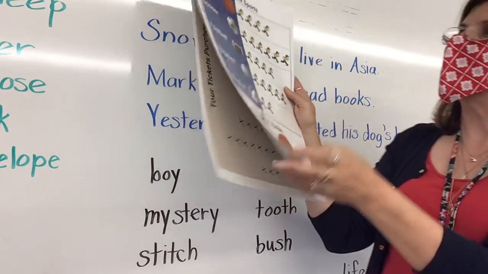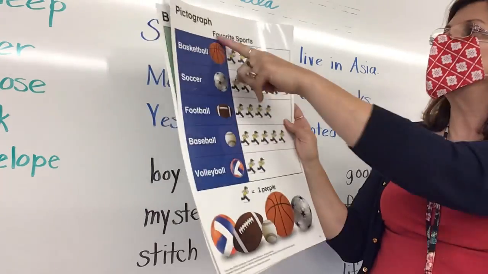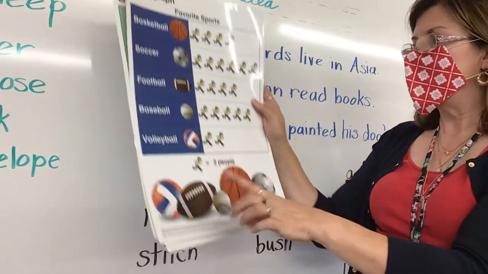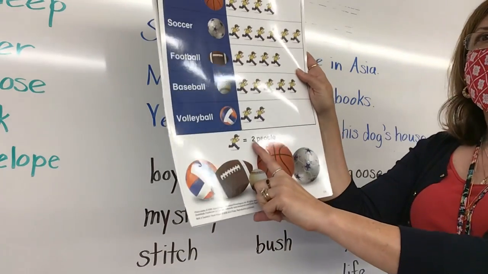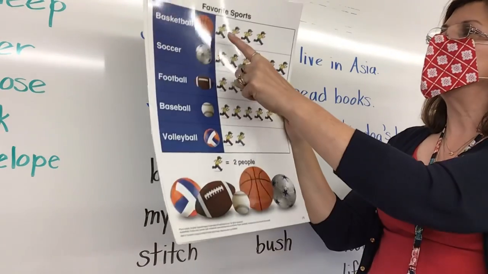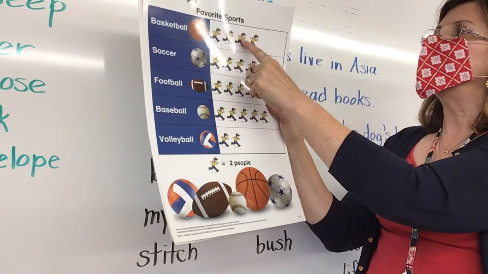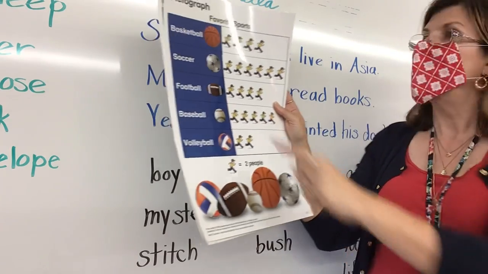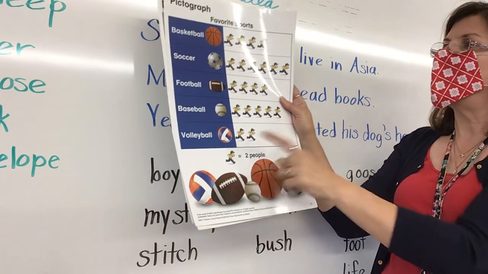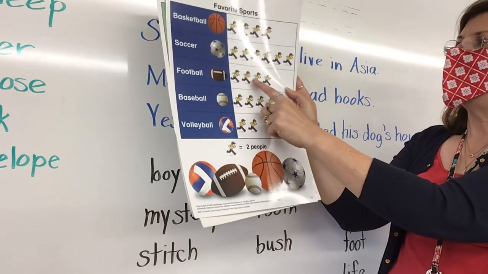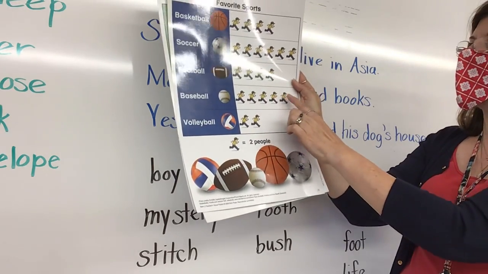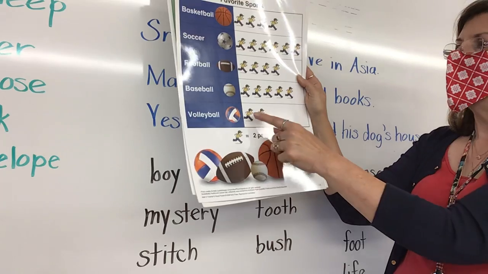This is similar except they had one with balls, but it was favorite sports. So students were interviewed and they had to pick their favorite sport. So we would be counting by twos. For basketball, what the favorite sport was, how many people? 2, 4, 6, 8. 8 people. Soccer. 2, 4, 6, 8, 10, 12. For football. 2, 4, 6, 8. For baseball. 2, 4, 6, 8, 10. And for volleyball? 2, 4.